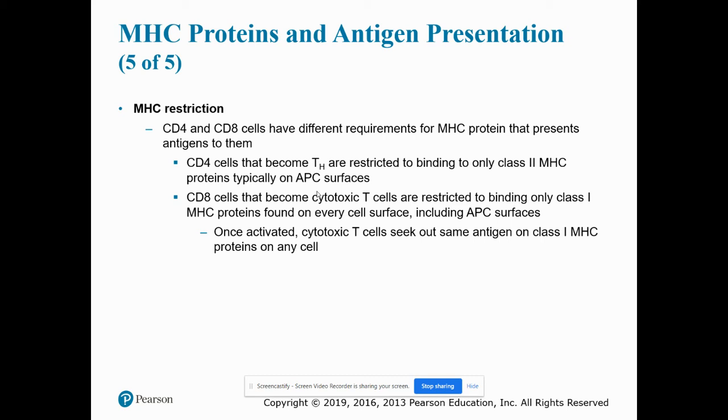All right, MHC restriction. CD4 and CD8 cells have different requirements for MHC proteins that present antigens to them. The CD4 cells that become T helper cells are restricted to binding only to class 2 MHC proteins, typically on antigen-presenting surfaces. And CD8 cells become cytotoxic T cells, and they're restricted to binding to only class 1 MHC proteins found on every cell surface, including antigen-presenting cells.